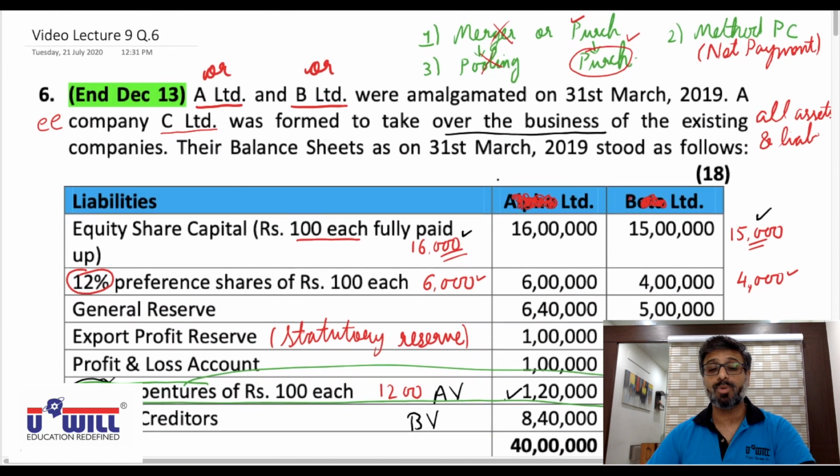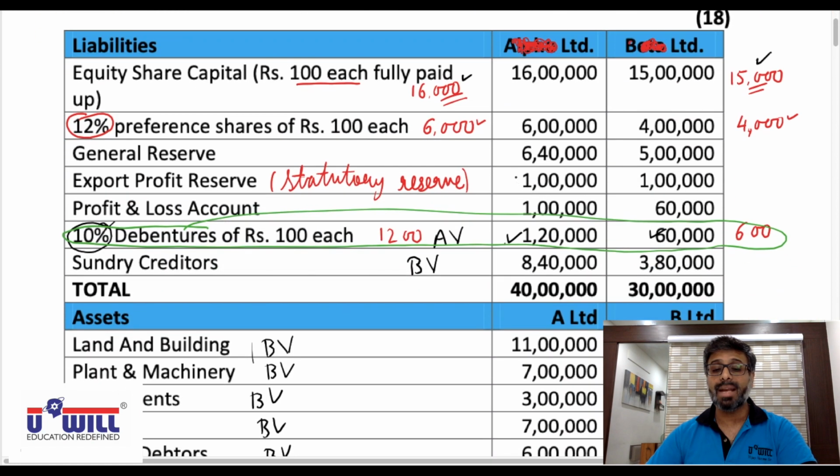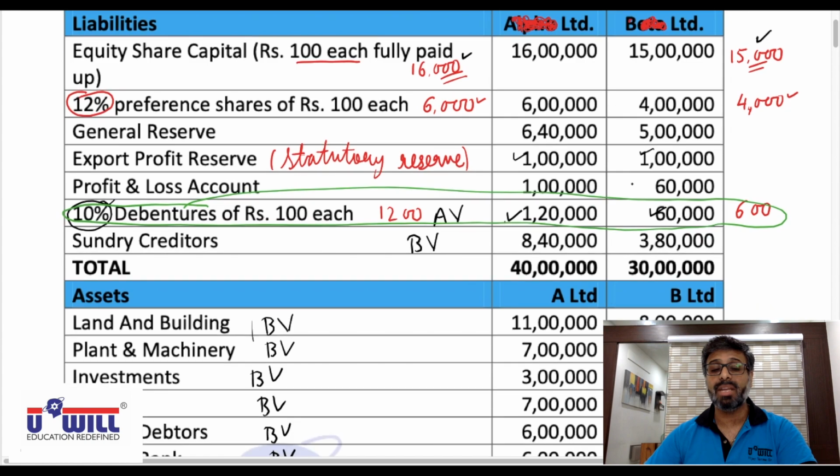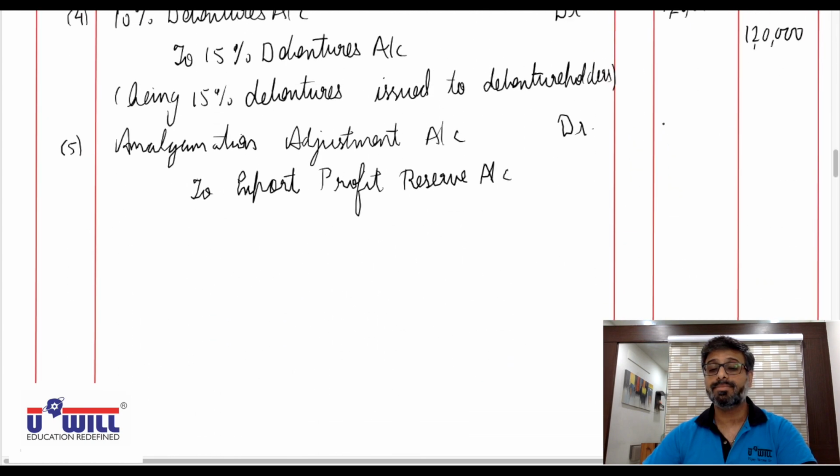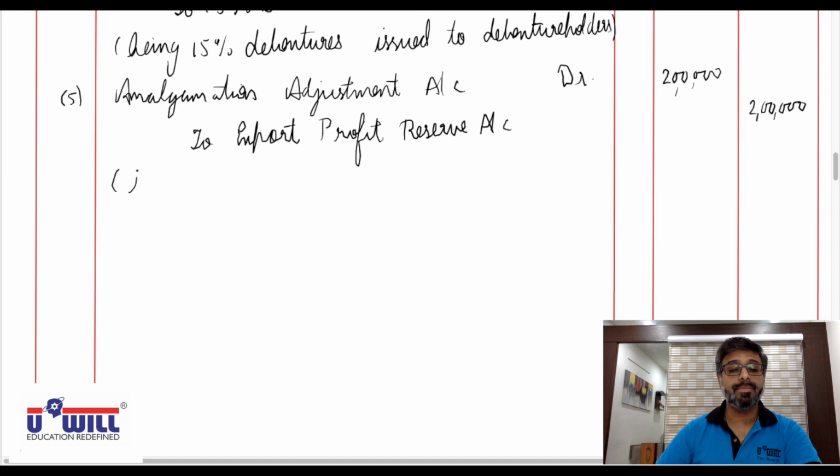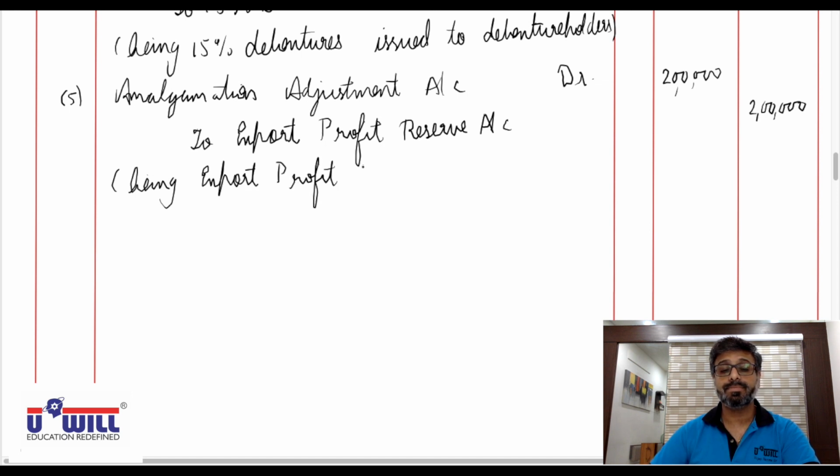And what is the amount of export profit reserve in the balance sheet? 1 lakh of A Limited, 1 lakh of B Limited, so total 2 lakhs. Being export profit reserve taken over. Okay, it's a statutory reserve which we have to take over.